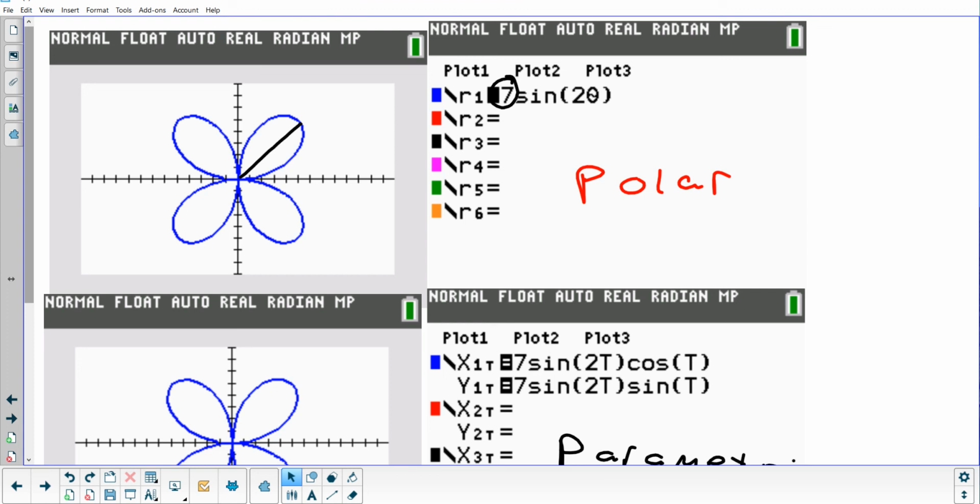Now the width changes a little bit as well. I don't know exactly what the width of the petal is, but I can tell you that the length of the petal is exactly the number in front, 7. The 7 controls the length of the petal. What do you think the 2 controls? Something other than the size of the petal. Yep. Number of petals. Controls the number of petals.